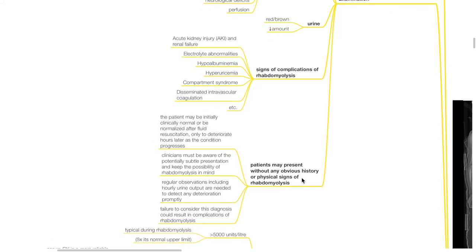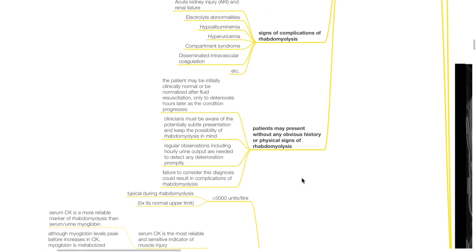The patient may present without any obvious history or physical signs of rhabdomyolysis. The patient may be initially clinically normal or be normalized after fluid resuscitation, only to deteriorate hours later as the condition progresses. Clinicians must be aware of the potentially subtle presentation and keep the possibility of rhabdomyolysis in mind. Regular observations are needed to detect any deterioration promptly. Failure to consider rhabdomyolysis can result in complications.